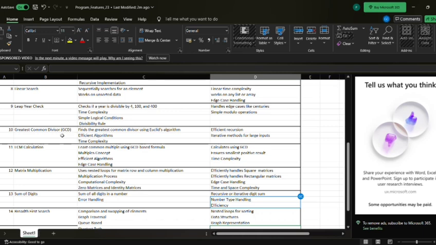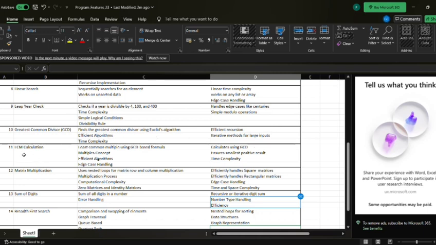11. LCM calculation: least common multiple. The LCM is the smallest number that is a multiple of both given numbers. GCD-based formula: the LCM can be calculated using the GCD of the two numbers.